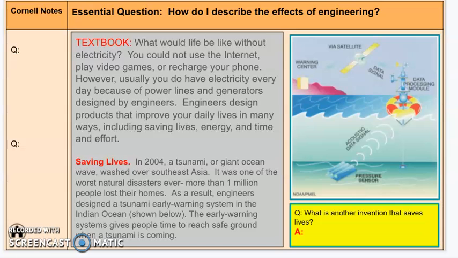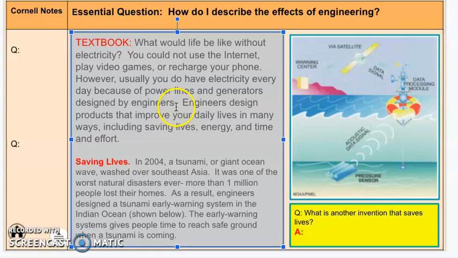All right, scientists, let's take a look at our textbook reading. We're going to, again, underline and bold some things and answer the question in the yellow box. Here we go. What would life be like without electricity? You could not use the internet, play video games, or recharge your phone. However, usually you do have electricity every day because of power lines and generators designed by engineers. Engineers design products that improve your daily lives in many ways, including saving lives, energy, and time and effort.